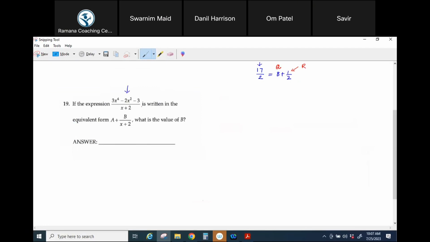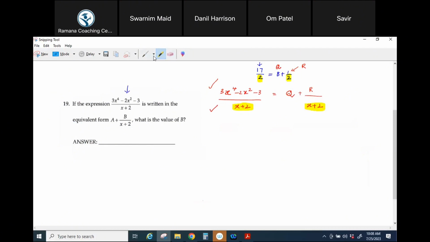So when you have a polynomial, you can also write it in the same form. So which means 3x to the power 4 minus 2x squared minus 3, divided by x plus 2. You have a numerator, and you are dividing that with a divisor. How can you write that? Quotient plus remainder over the same divisor. Is that making sense? These are the same. Is that clear now? You see the similarities?